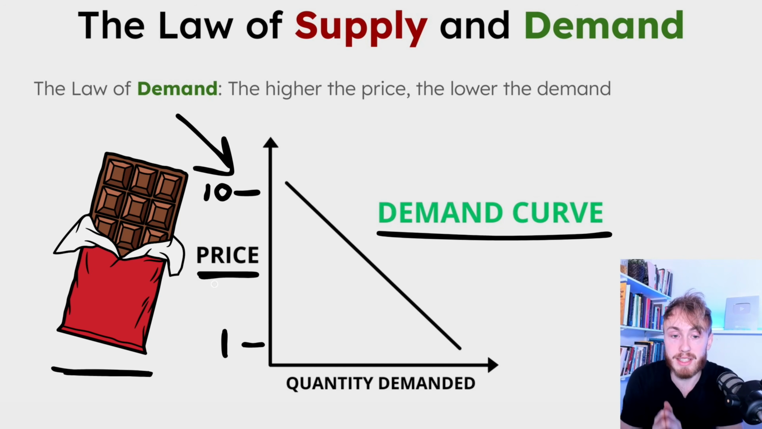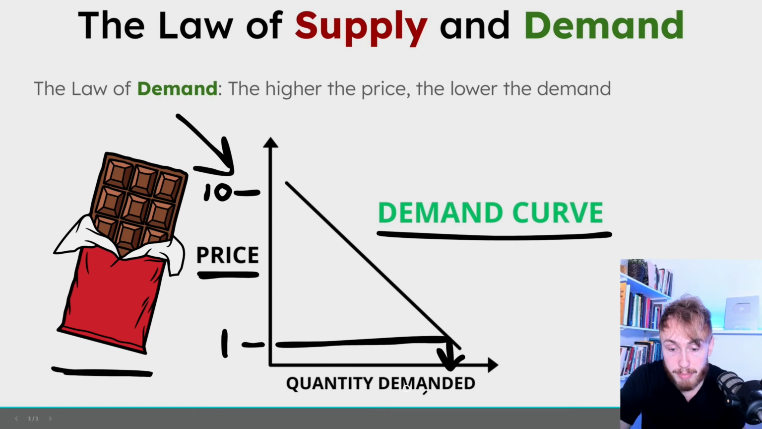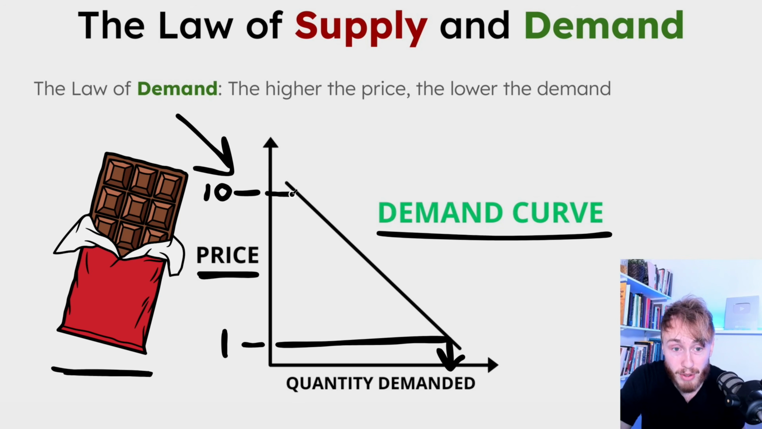And let's think about this. Do you think people are more willing to buy chocolate for $1 or for $10? Well, the cheaper the chocolates become, the more people want to buy. So as you can see, down here where a chocolate bar is just $1, we have lots of people wanting to buy chocolate bars. But up here, where the price of a chocolate bar is $10, we are not seeing lots of quantity demanded. Or in other words, not many people want to buy chocolate at this price.